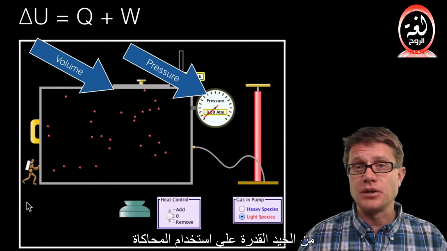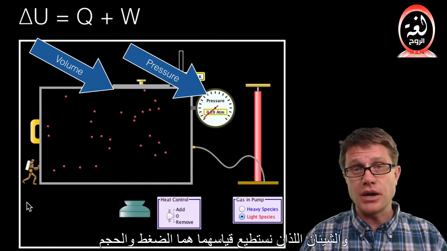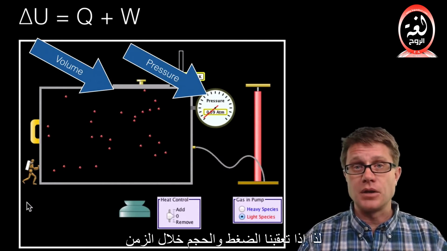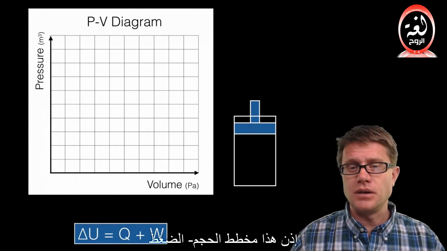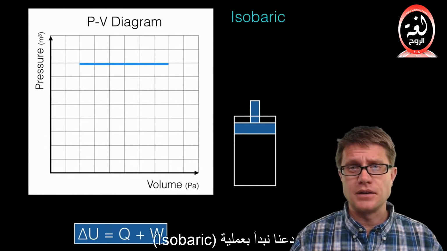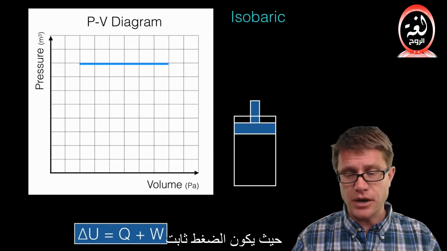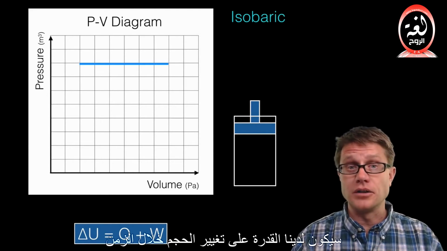And so it's nice to be able to use a simulation, but the two things that we can measure are the volume and the pressure. And so if we just keep track of the volume and the pressure over time, we can figure out what kind of a process is going on. And so this is a PV diagram. And so let's start with an isobaric process. In an isobaric process, we're going to keep the pressure the same, but we're going to be able to change the volume over time.